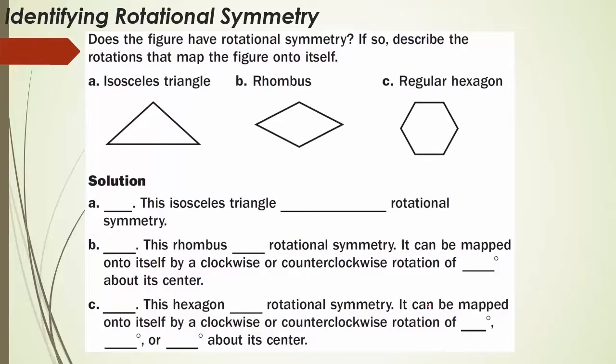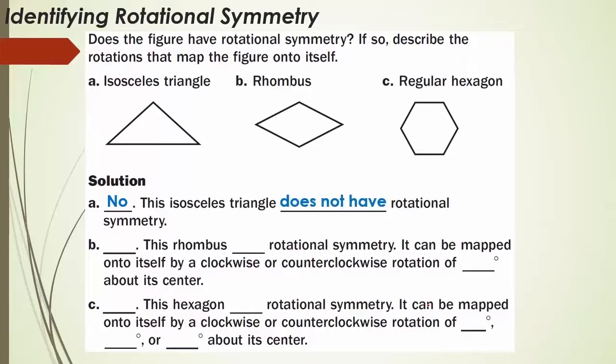Identifying rotational symmetry. Does the figure have rotational symmetry? If so, describe the rotations that map the figure onto itself. In our first example, we're looking at an isosceles triangle. No matter how many degrees I turn the isosceles triangle, either counterclockwise or clockwise, unless I turn it 360 degrees, I cannot make this triangle look like its original. So I cannot map it onto itself. So the isosceles triangle does not have rotational symmetry.